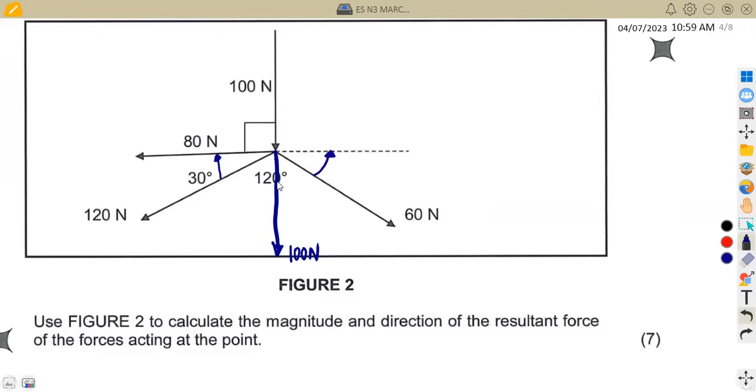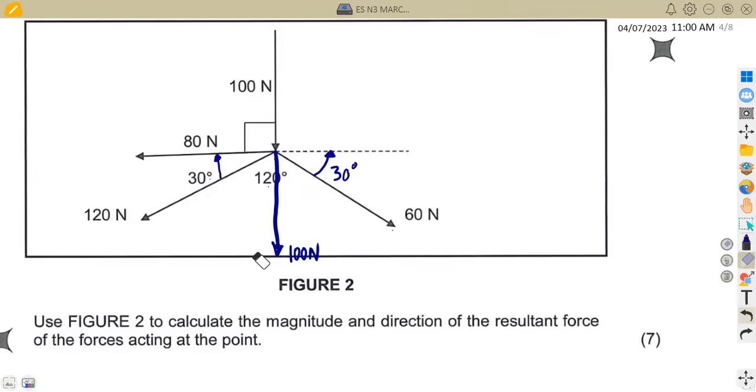Okay, so how can we get this angle? This is 30, this is 120. So if we add these two and subtract from 180, we have 180 degrees minus 30 plus 120, which is 150. So if we subtract, that's 30 degrees, meaning there is an angle of 30 degrees between 60 Newton and the horizontal line. So this is the most important part that you're supposed to have.